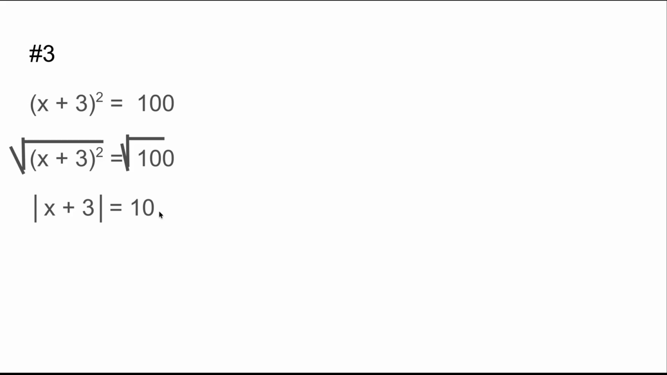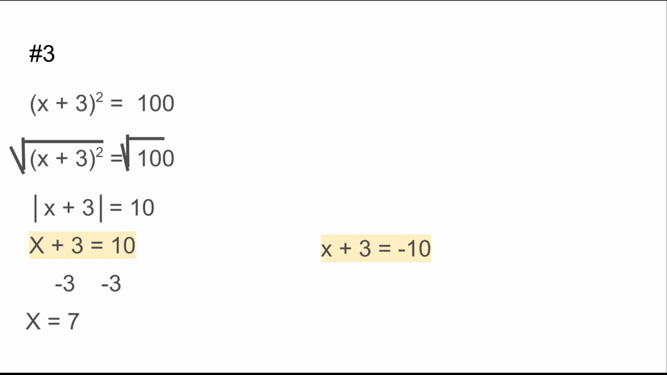We're going to rewrite this twice: first equaling 10, and then second equaling negative 10. We subtract 3 from both sides, x equals 7. We're going to rewrite this: x plus 3 equals negative 10, minus 3, x equals negative 13. The two solutions are 7 and negative 13.